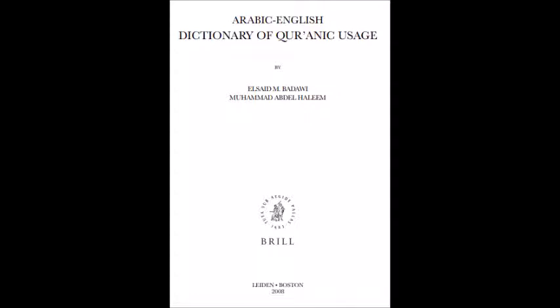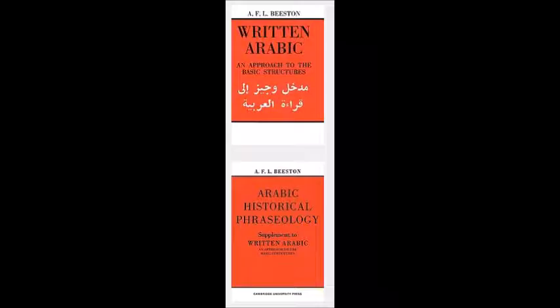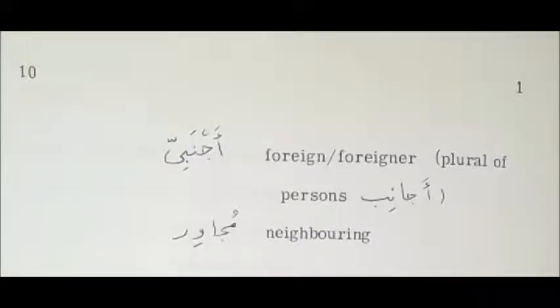For the secular side, what I intend to give you is the top 1,000 vocabulary terms from this book, and it's part of a 2-part series. In fact, it's a 3-part series, but the third book isn't mentioned here. And it's called Arabic Historical Phraseology, a supplement to Written Arabic by A.F.L. Beeston. And the unique thing about this book is the Arabic is actually given in handwritten form. So not only could you see and read the Arabic, you can actually practice the written aspect of the Arabic as well. So that's 3 books that I've given there.